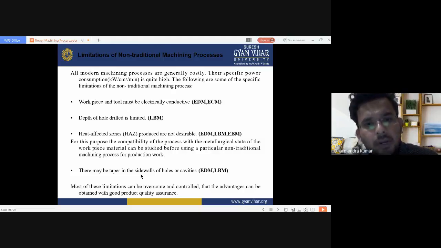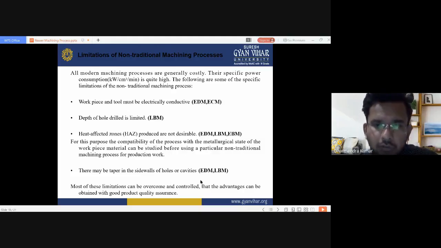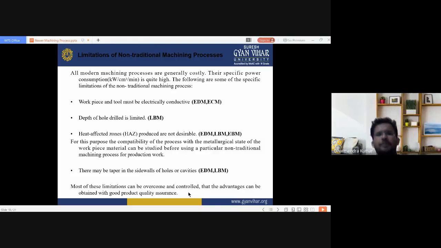There may be taper in the side walls of holes or cavities. Most of these limitations can be overcome and controlled by using metallurgical science or skilled labor. But the advantages are more, and by using non-conventional or non-traditional machining, companies can get more benefits if you're talking about a production or manufacturing company.